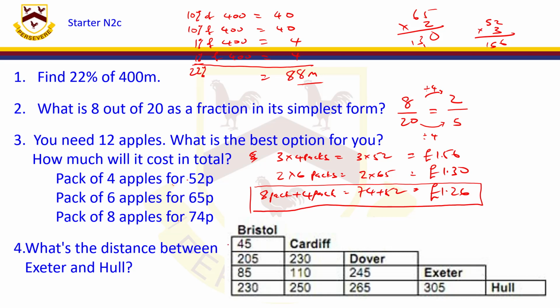Okay. What's the distance between Exeter and Hull? Well, we've got to look at where these two intersect, and it's there, 305. We don't have any units, so we'll just leave it at 305. Got a couple more questions for you before you RAG rate it, but what I need you to do is make your corrections now. Okay, and then when you're ready, hit play again and we'll look at 3 more questions.